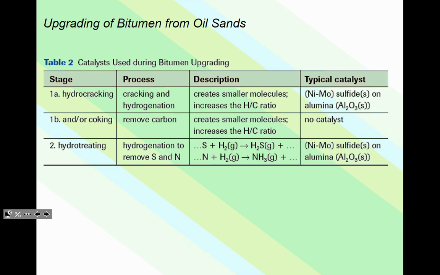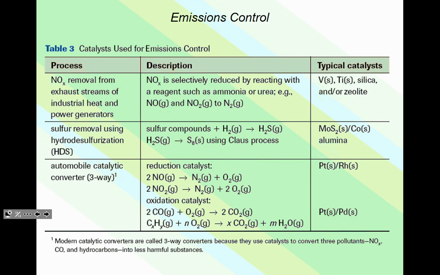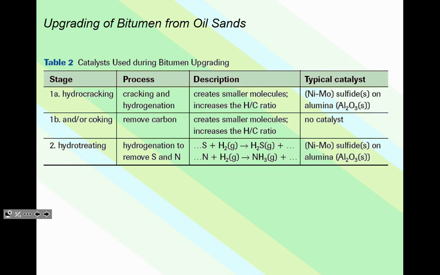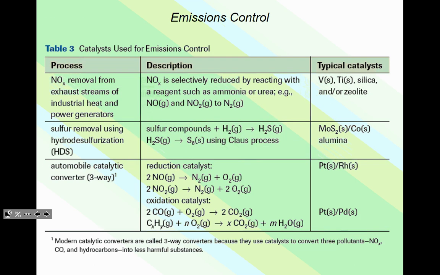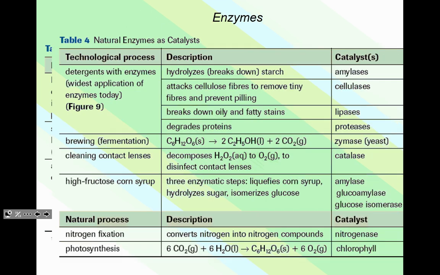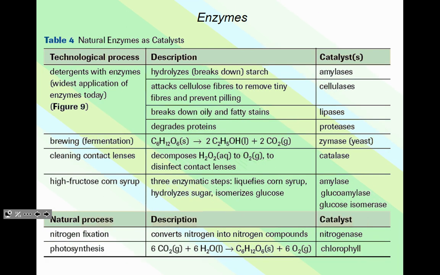Upgrading of bitumen from oil sands, because we live in Alberta, we're going to have real life examples. So we use catalysts for the process of upgrading bitumen. And we use catalysts for emissions control. And natural enzymes as catalysts are a thing, right? This is more of a bio thing, but these are just examples that you can look at your leisure.